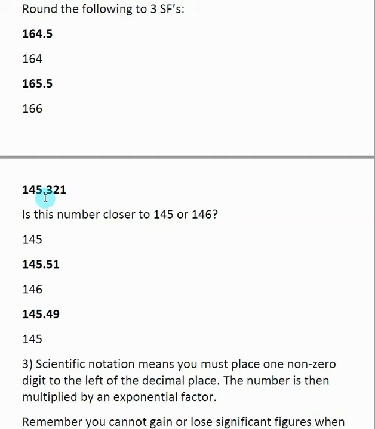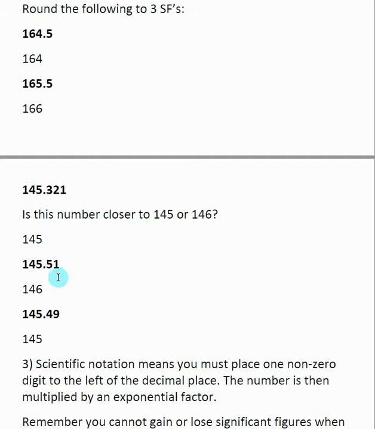So here I've decided I need to clip off this 0.321. The question is, do I round down or do I round up? And really the question is, is 145.321 closer to 145 or 146? Do I want to round down to 145 or do I want to round up to 146? Between those two, is it closer to 145 or 146? So 0.321 is closer to 145, so I round down. So this number rounded to 3 sig figs is 145.